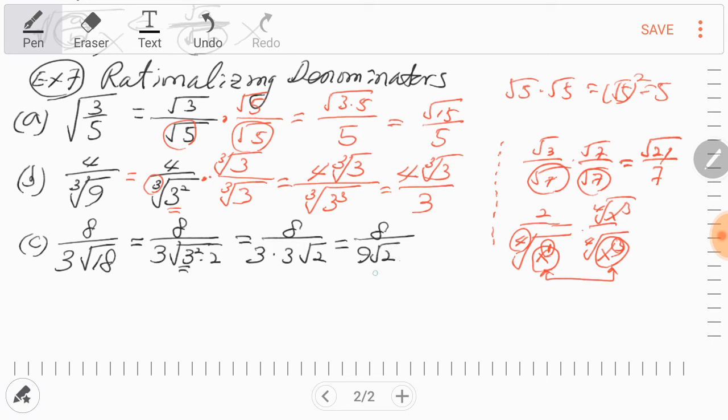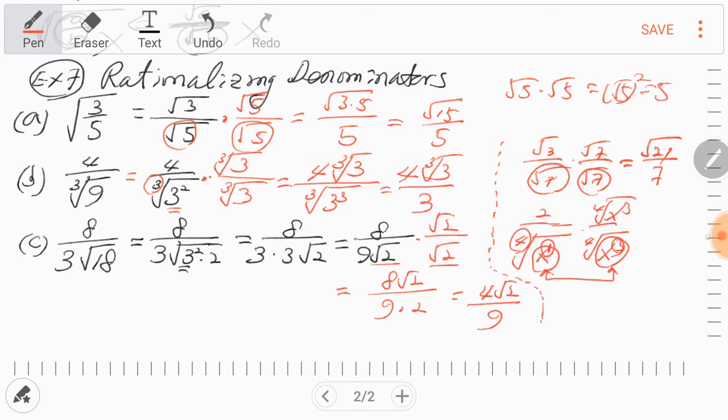Okay, since the denominator contains square root of 2, the radical, we gotta multiply both top and bottom by what? Square root of 2. Then the numerator is 8 square root of 2 over 9 times square root of 2 times square root of 2, which is what? 2. Okay, so we can cancel out 4 and 2, and reduce 8 and 2. Then 4 square root of 2 over 9.